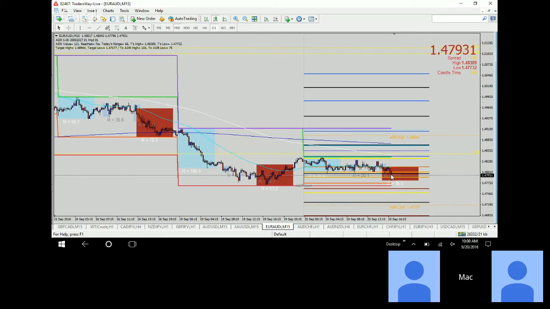All right, be on the lookout for messages in the Telegram. Definitely not going to miss this CAD JPY setup. Even if that's the only pair we trade for the rest of this week, we're going to get multiple pips out of that.